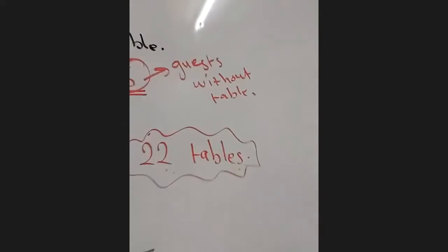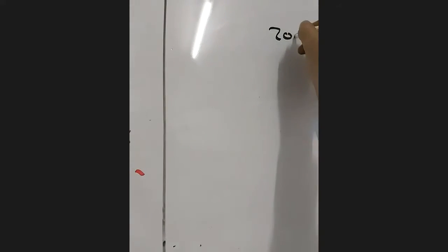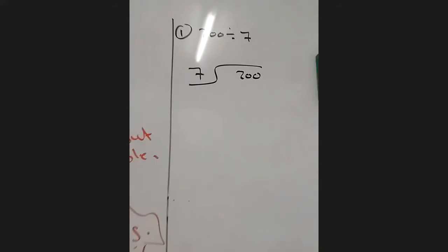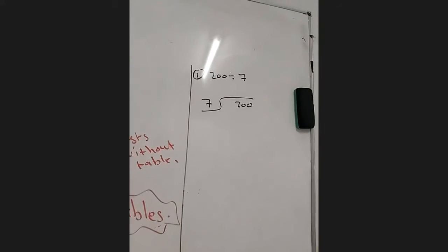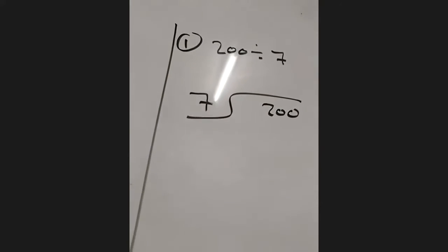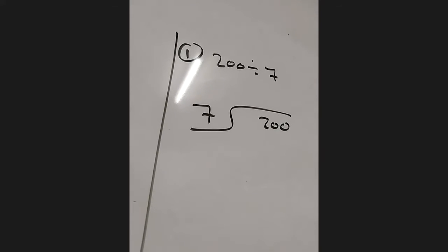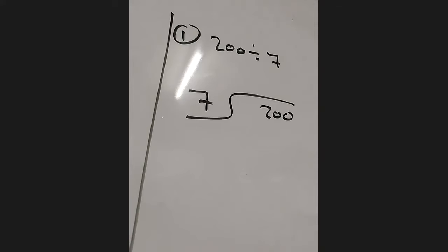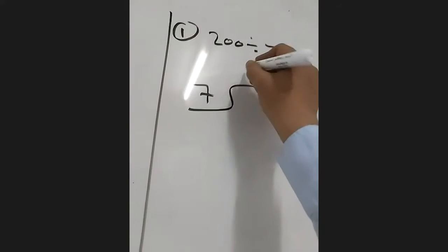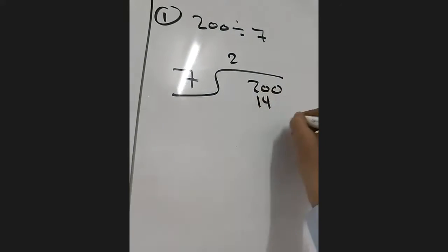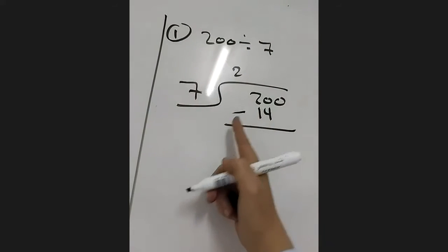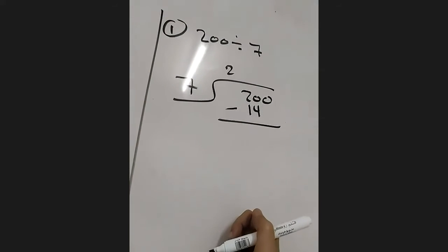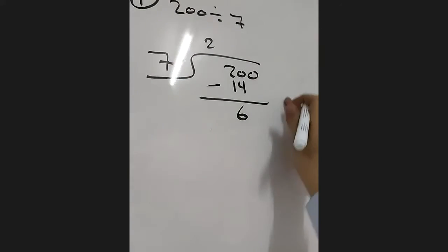So question 1, guys, we are in question 1 in the guided practice now. 200 divided by 7. Let's do 200 divided by 7. 7 divided into 2, we can't. We take 20. 2 times 7 is 14, right? Now 20 minus 14 is 6.